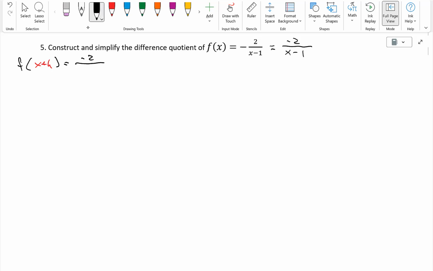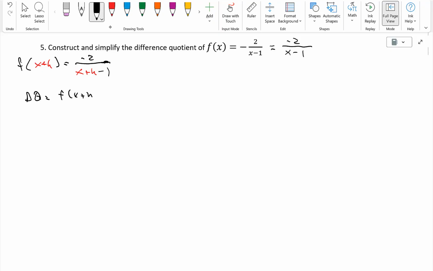becomes negative 2 over x plus h minus 1. Right, there was nothing in front, so I didn't use parentheses, but you could and then write another step. But we're just replacing x with x plus h, and then we can take it into our difference quotient.